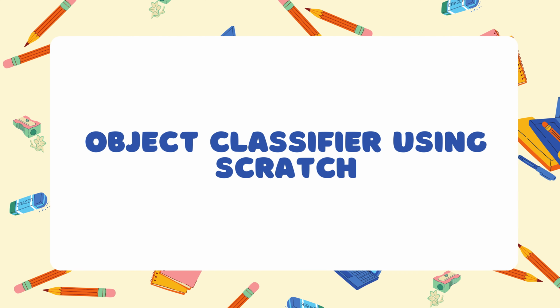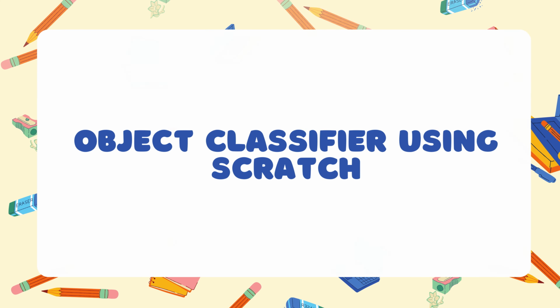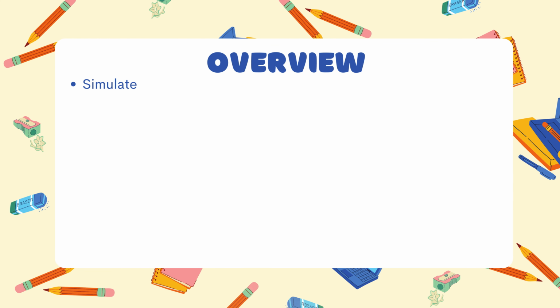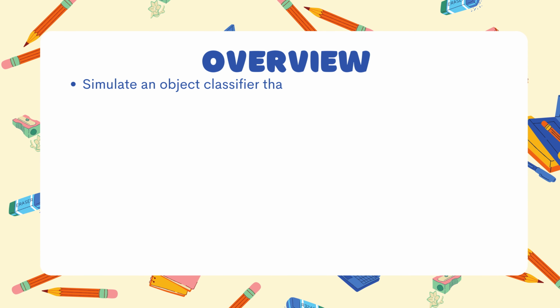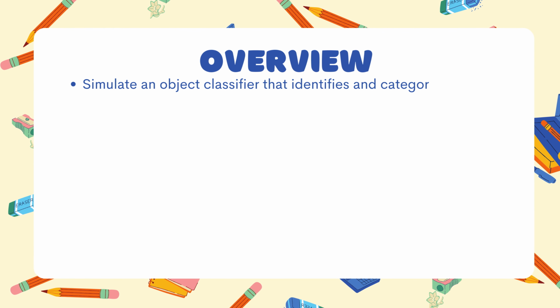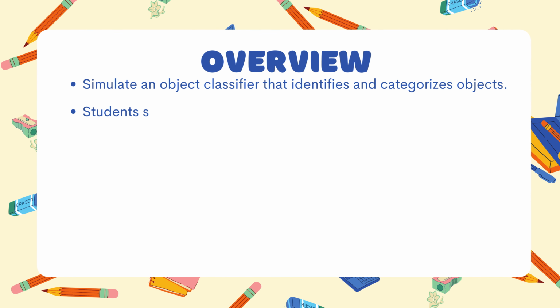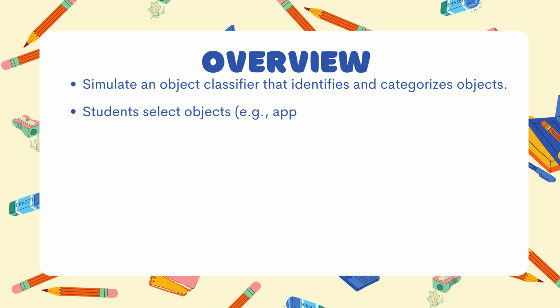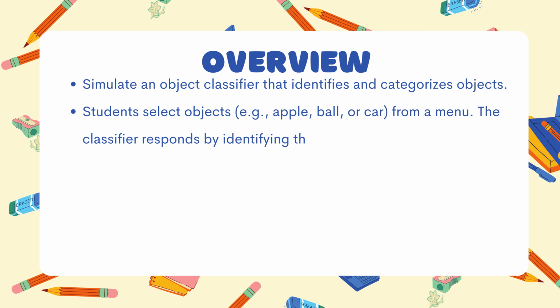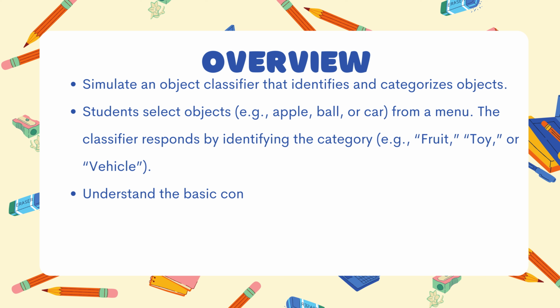Interactive object classifier using Scratch. Overview: simulate an object classifier that identifies and categorizes objects. Students select objects, for example apple, ball, or car, from a menu. The classifier responds by identifying the category, for example fruit, toy, or vehicle. Understand the basic concept of object classification.